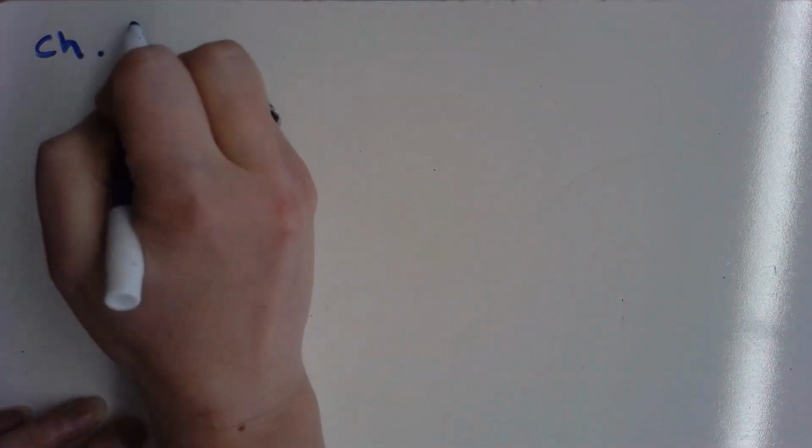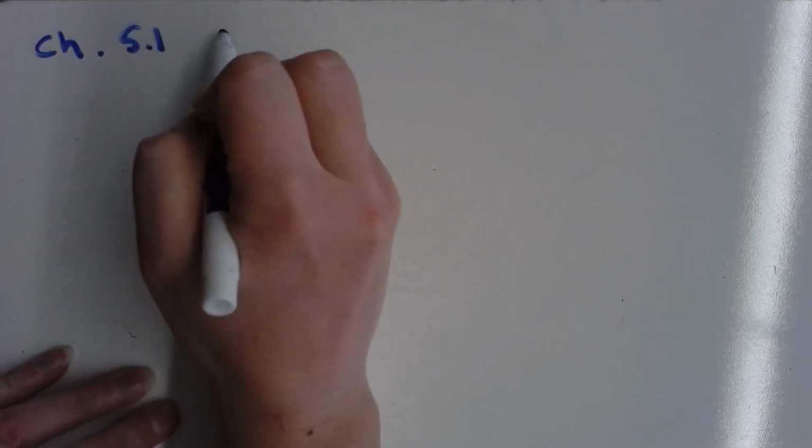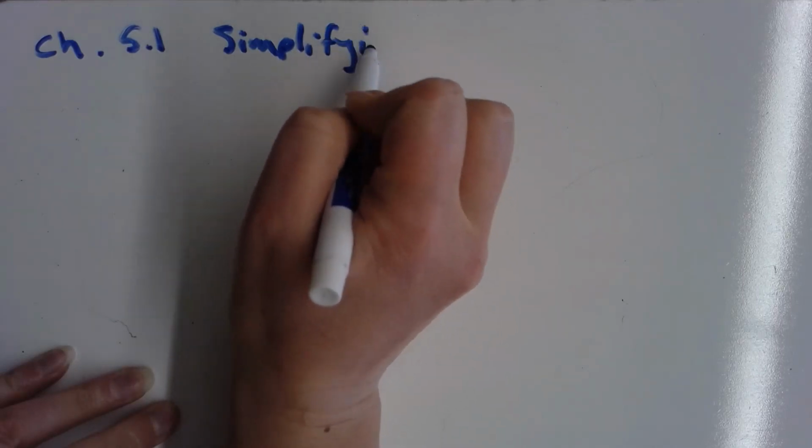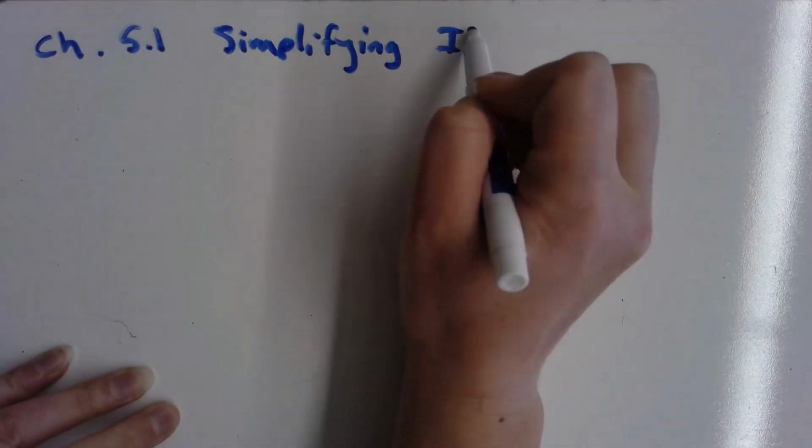So we're on chapter 5.1. Okay, and this is simplifying identities.